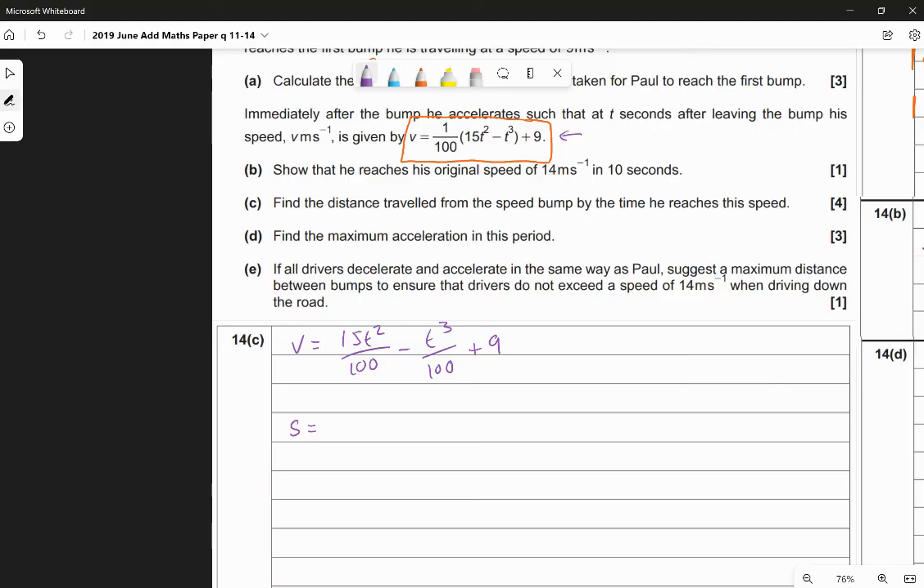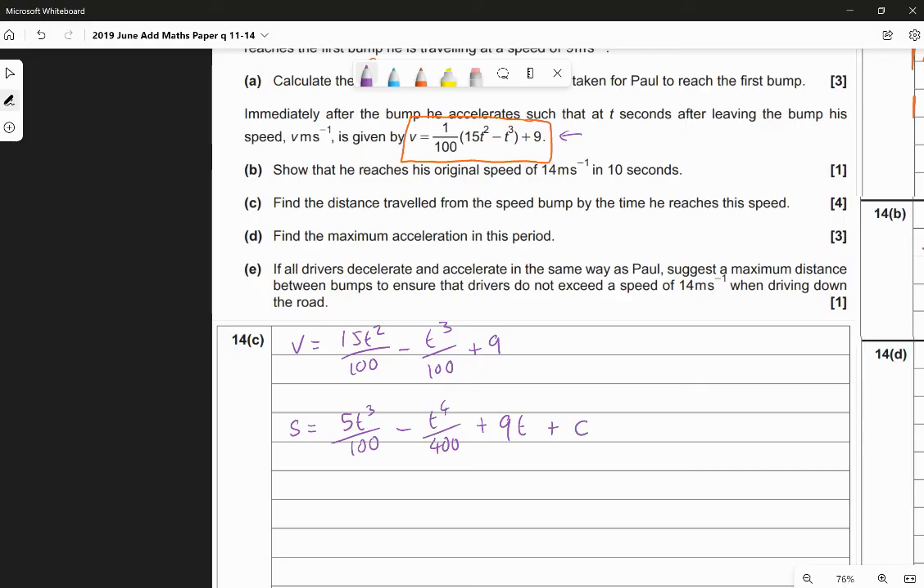So if I integrate 15t squared over 100, I get 15t cubed over 100 divided by 3, which is 5t cubed over 100, or 5/100ths of t cubed. Minus, if I integrate t cubed over 100, I get t to the power of 4 over 100 divided by 4, which is t to the power of 4 over 400. And then if I integrate 9, I get 9t. And then I get plus c.